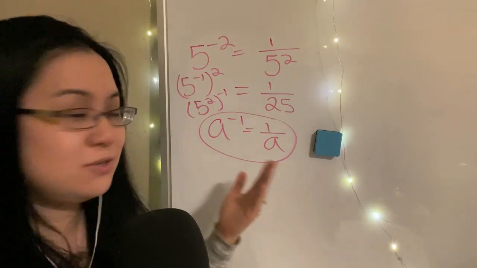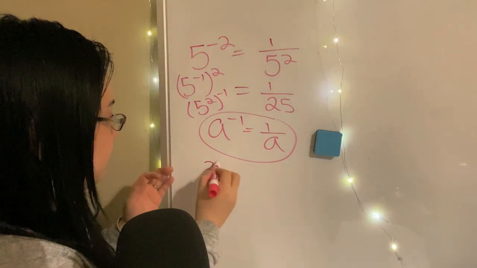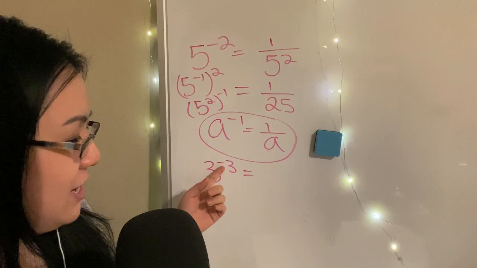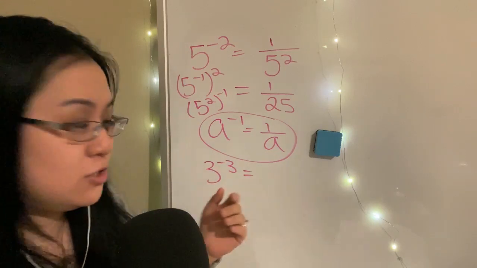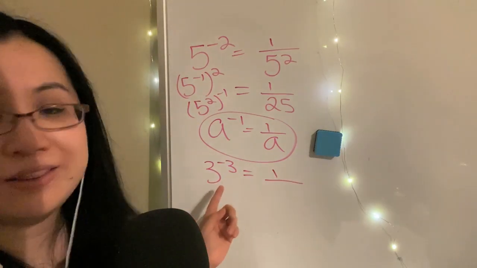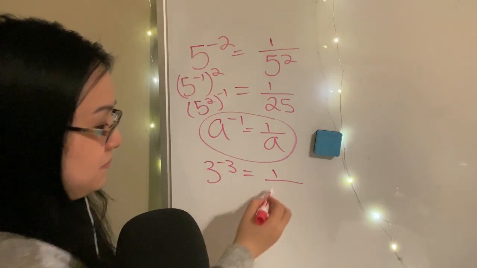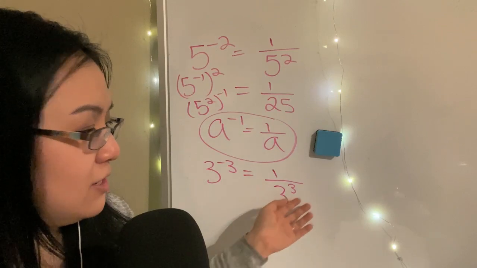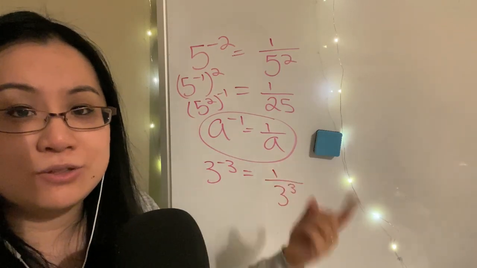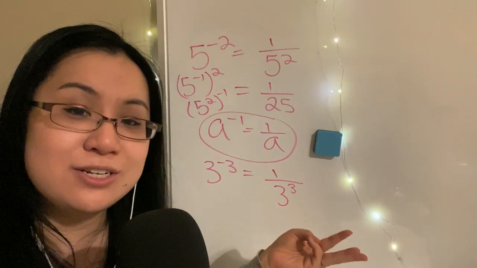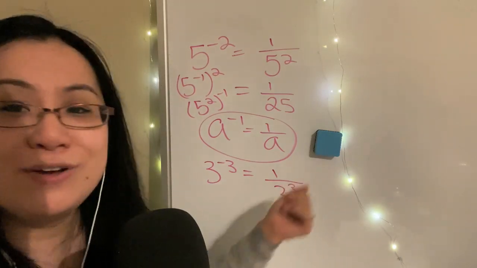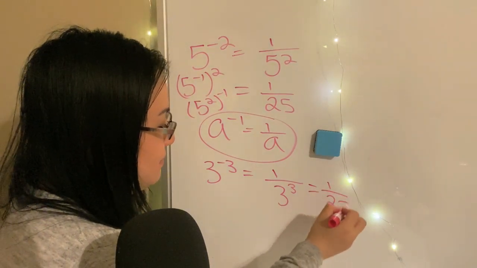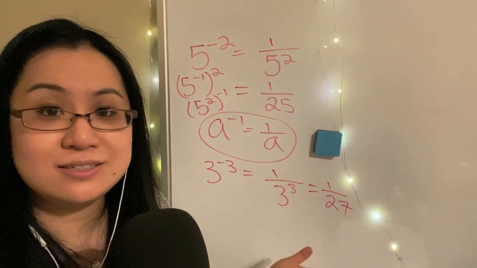So we'll just do one more. 3 to the negative 3. We have a negative exponent, so we do 1 over, and then just 3 to the 3. And here's our regular exponents. 3 times itself, 3 times 3 is 9, times 3 is 27. So we have 1 over 27. And that's it.